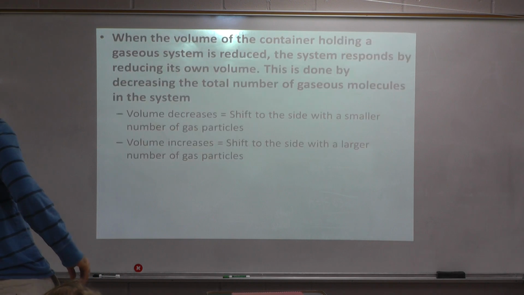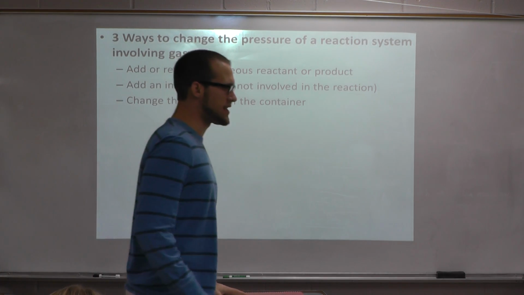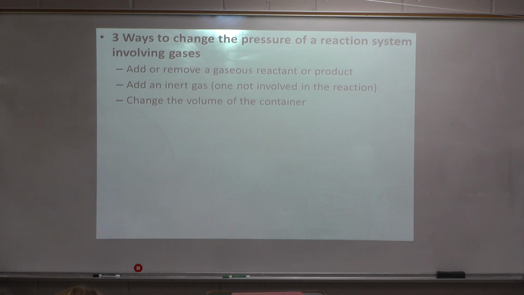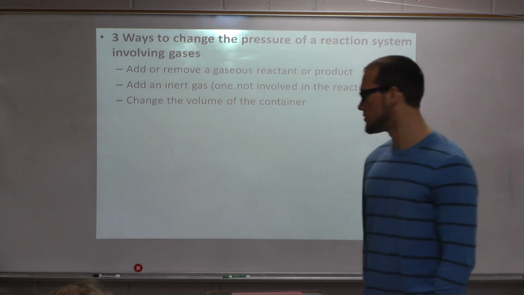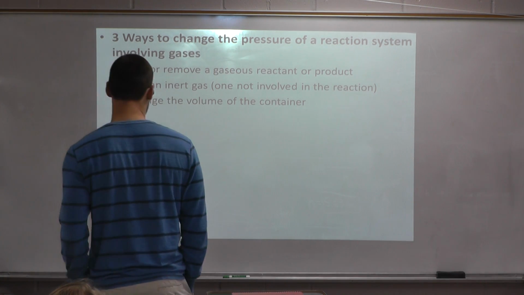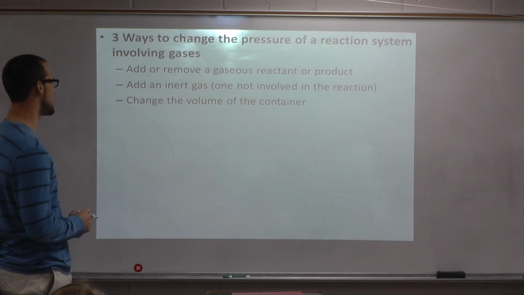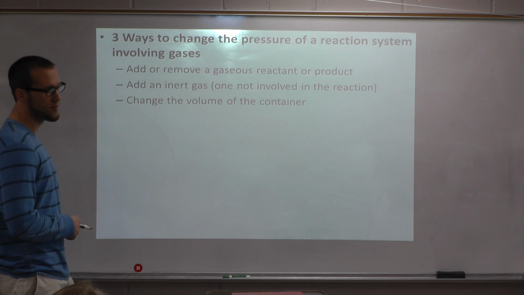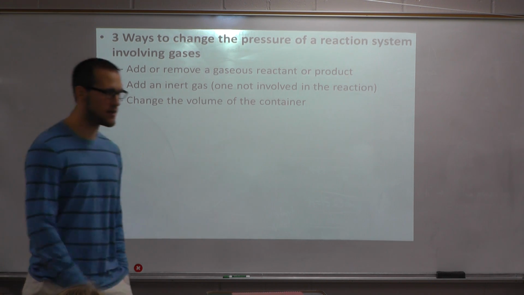So we're going to talk about pressure and volume together because we know that there's a relationship between pressure and volume due to Boyle's law. If we increase the volume, we would decrease the pressure, and if we increase the pressure, we would decrease the volume. So we can really talk about that effect just by looking at volume. However, there are three ways we can change the pressure of a gas. The first one makes sense. If you add or remove a gaseous reactant or product, that's going to change the pressure. Remove it, you decrease the pressure. You add it, you increase the pressure.